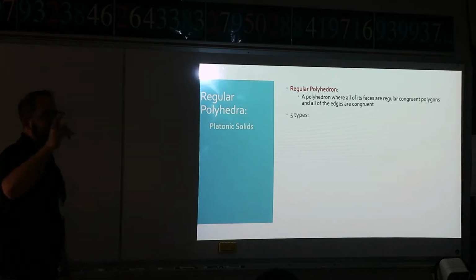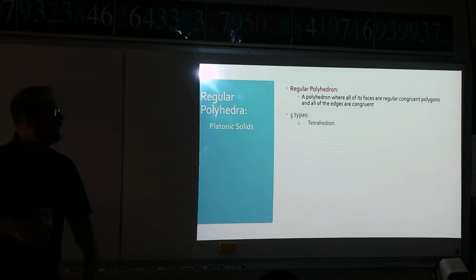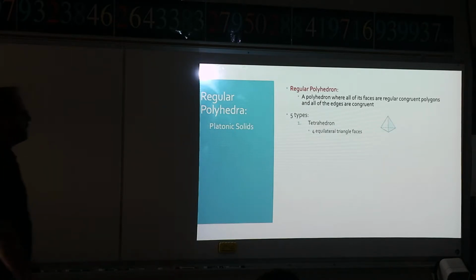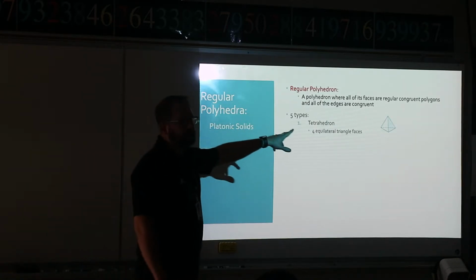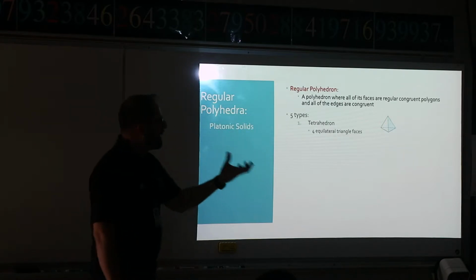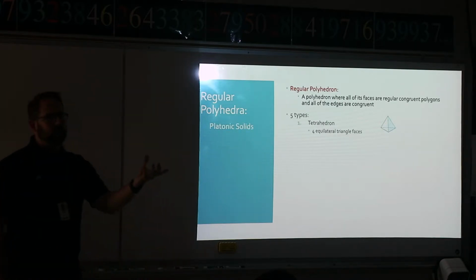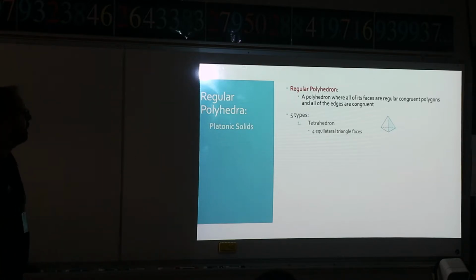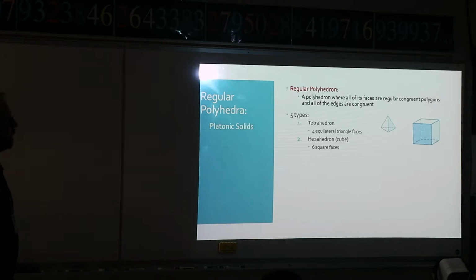So 5 types. Number 1 is called a tetrahedron. It is a triangular pyramid, but it's made of equilateral triangles. So here it is. This is a perfect pyramid. The base is an equilateral triangle, and all the walls are equilateral triangles, and they're all the exact same triangle. Okay, that's 4-sided though. Now the next one is called a hexahedron. It has 6 sides. They're all perfect squares. It looks like a dice, if you will, a cube.